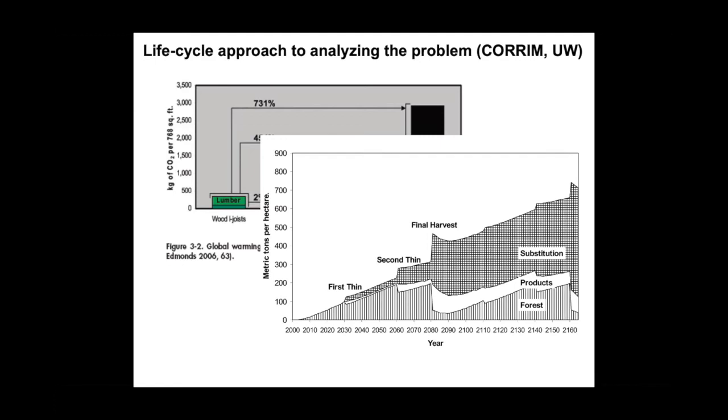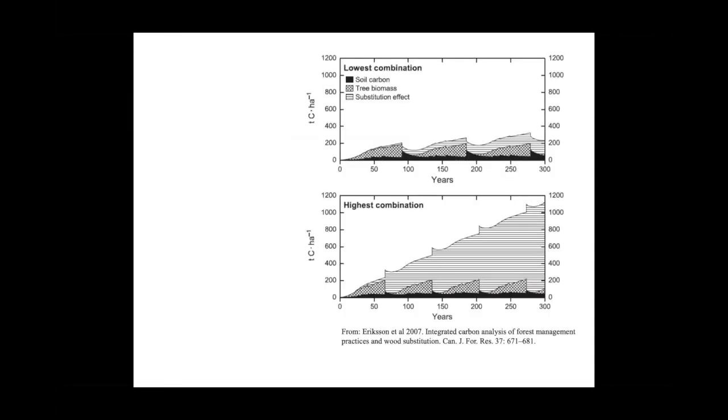If we could click one more time, that's shown in this panel. It's the top blob in this figure, the substitution effects, basically the avoided emissions every time we use wood in place of something else. These add up over time, and at some point they can actually exceed the carbon storage value of the unmanaged forest.